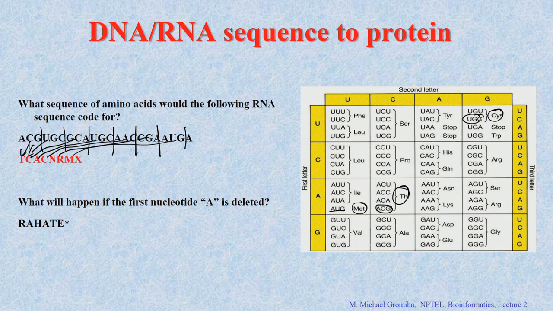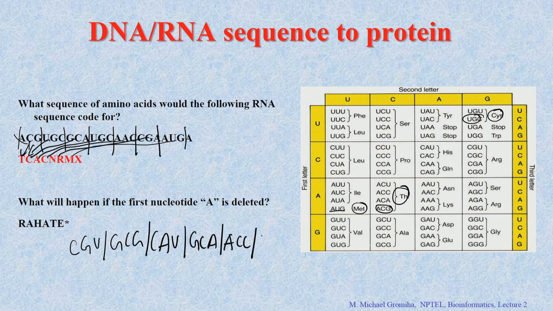So, in this sequence what will happen if you delete this nucleotide A, if this is not there? You will get a similar sequence or a different sequence? Different sequence, because now the codons are CGU, GCG, CAU, GCA, ACC, GAA, UGA.